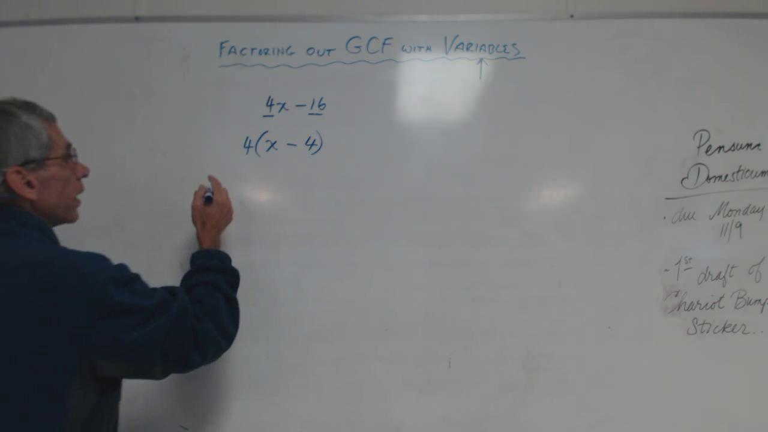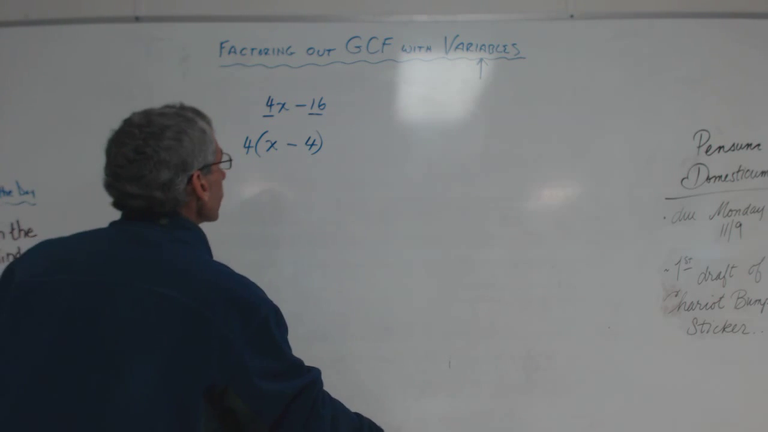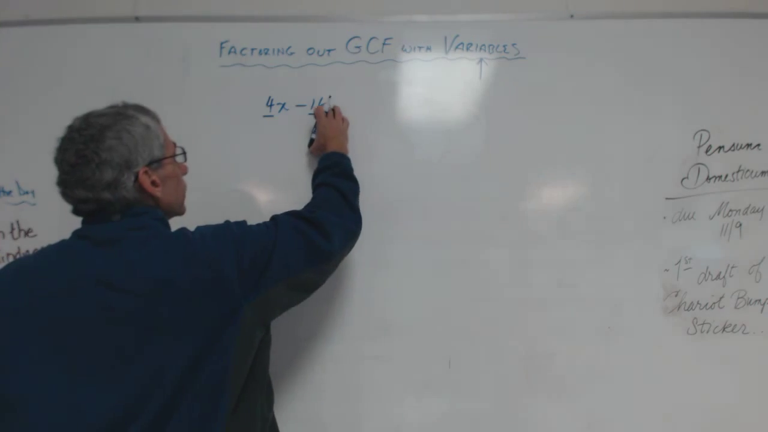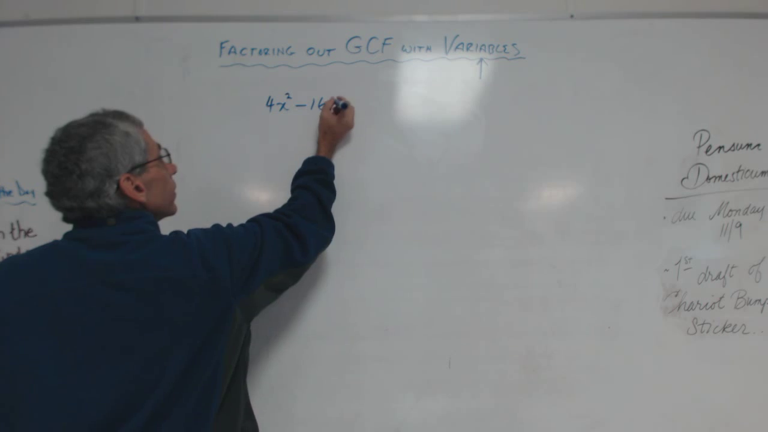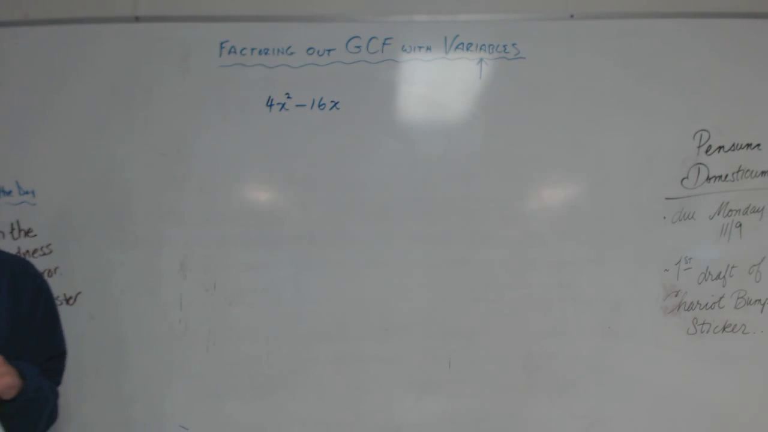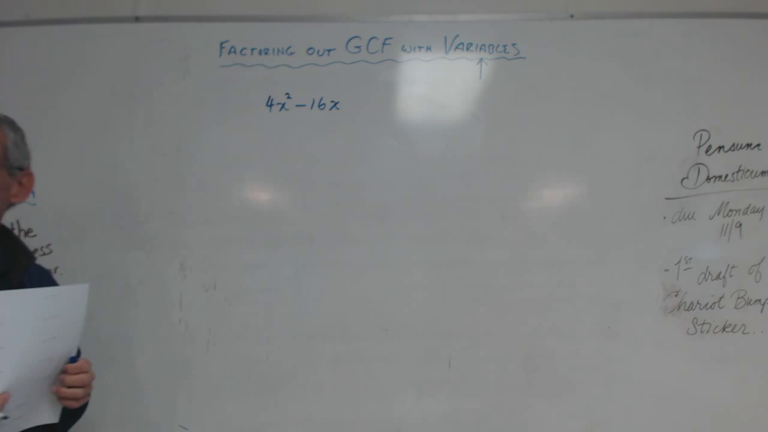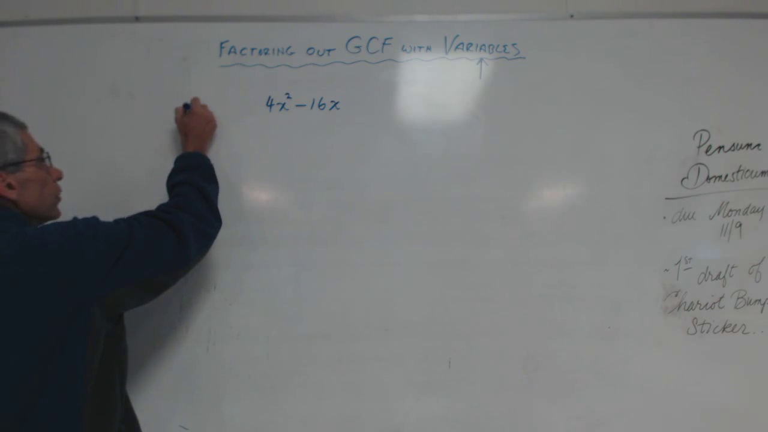Okay, so let's try one. Let's just use this one. 4x squared minus 16x. Okay? So write this down in your notes. 4x squared minus 16x. So this is going to be our first example.